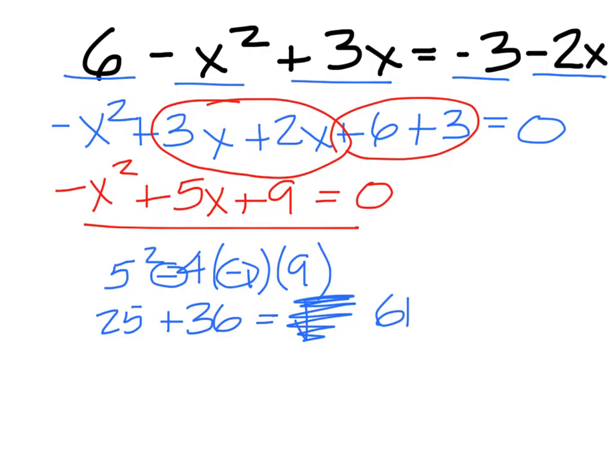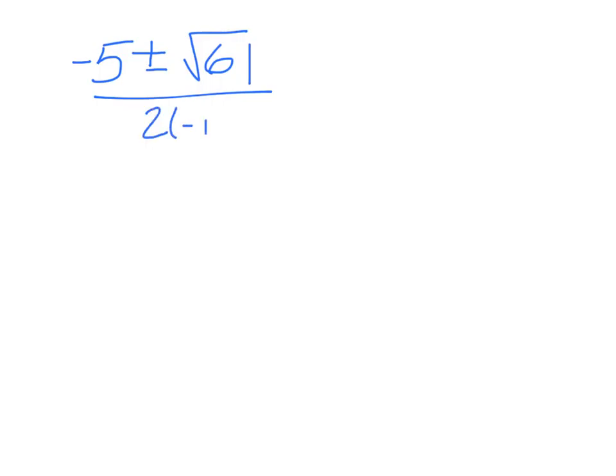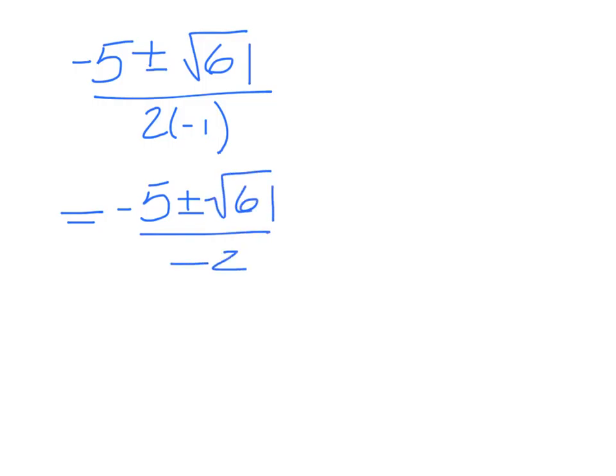B in this case is 5, and A is going to be negative 1. Continuing on to the quadratic formula, you should have negative 5 plus or minus the square root of 61 over 2 times a negative 1. So negative 5 plus or minus the square root of 61 over a negative 2, which means we have to divide everything by negative 1. That will give us 5 plus or minus the square root of 61 over 2.